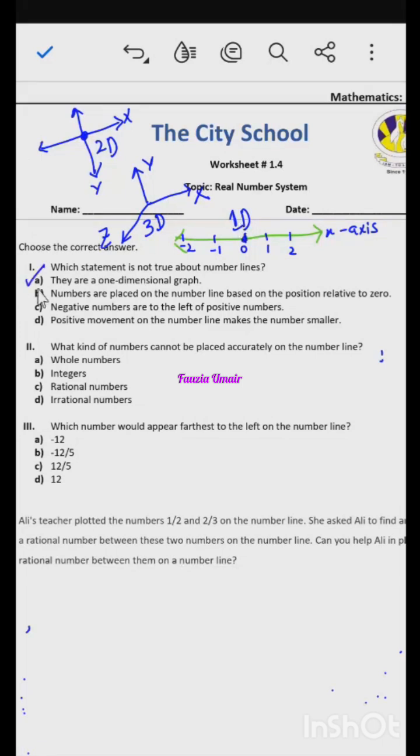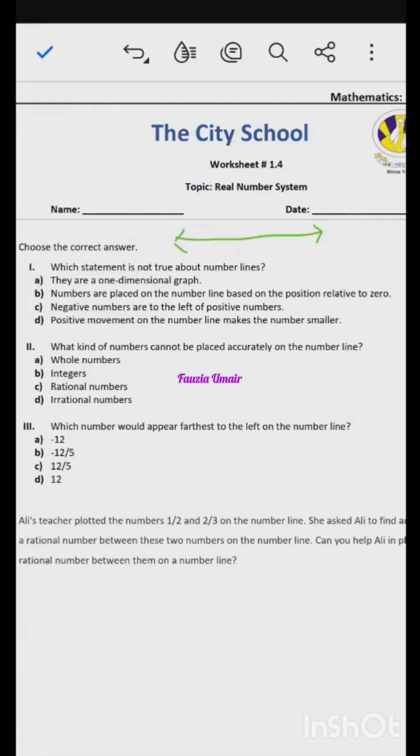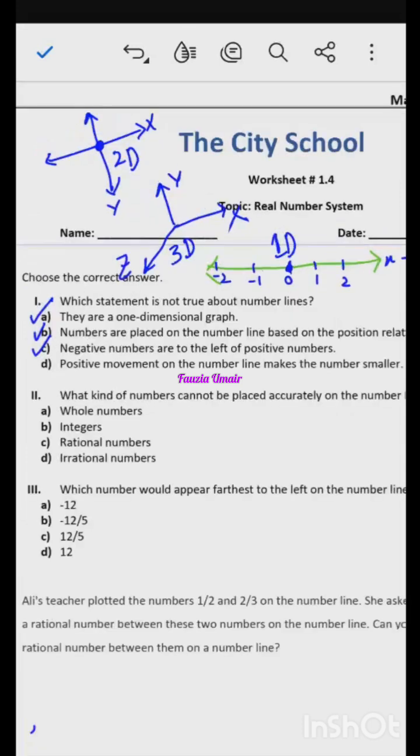So moving on to the third one, negative numbers are to the left of the positive numbers. So what do you think? Negative numbers are to the left of the positive numbers or the other way around? It is also true. Negative numbers are always on the positive side. Oh, sorry, on the left.